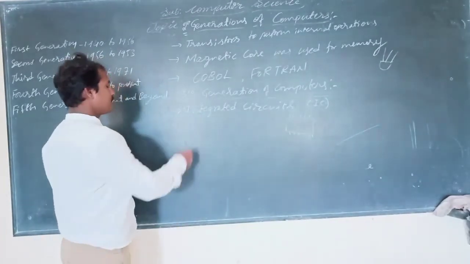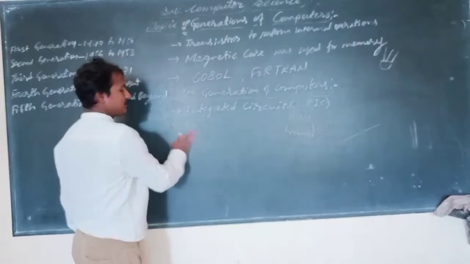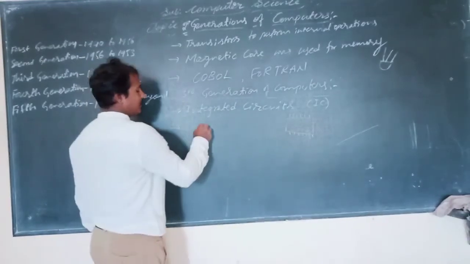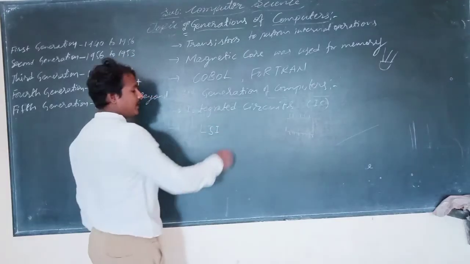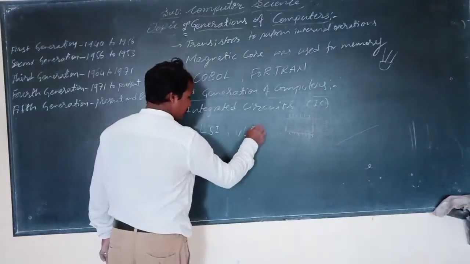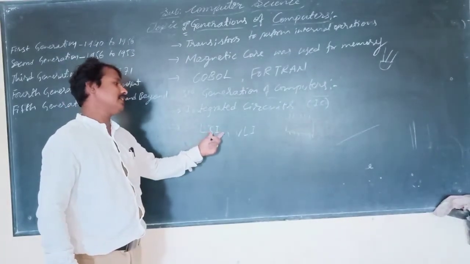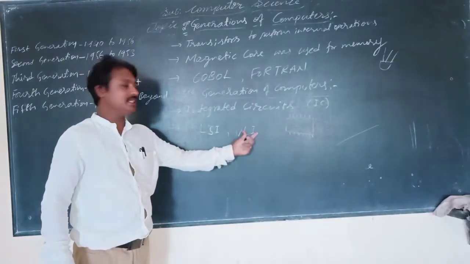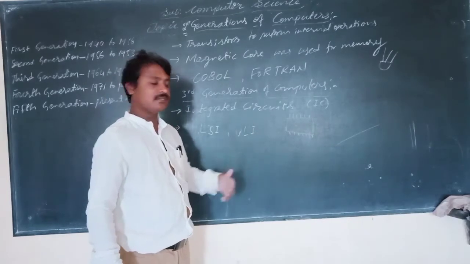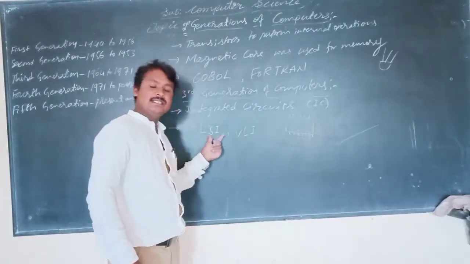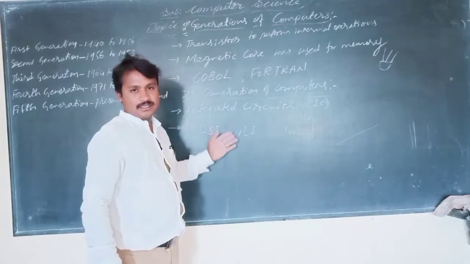Next, in third generation, one more point is very important, that is large scale integration was happening. Very large scale integration was happening. Understood everybody? In your textbook they will give LSICs, VLSICs, like that. Instead, you can write large scale integration, very large scale integration, was happening here.